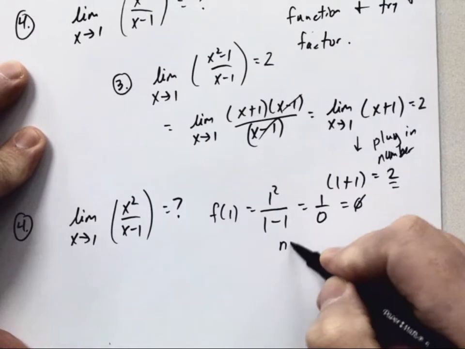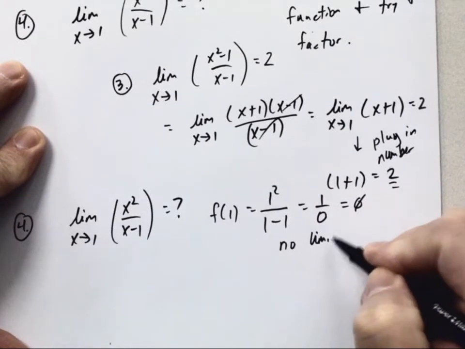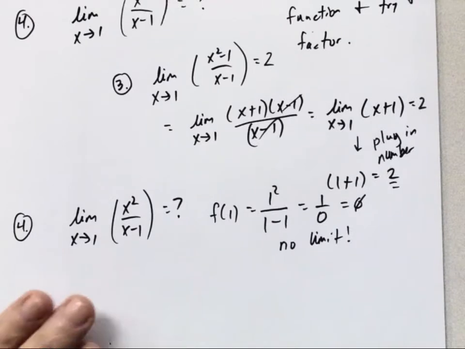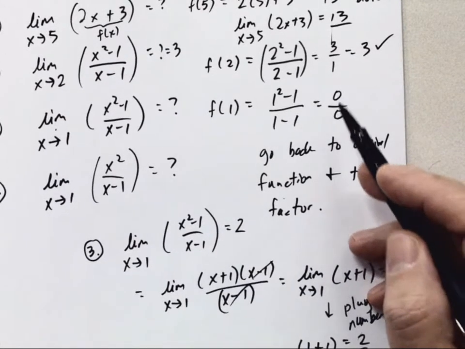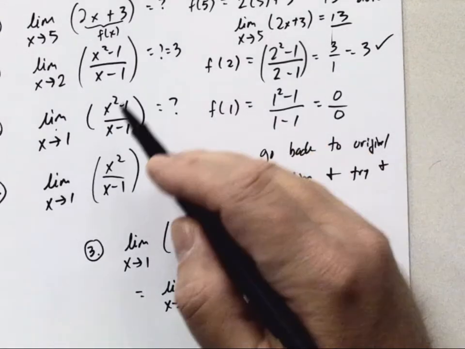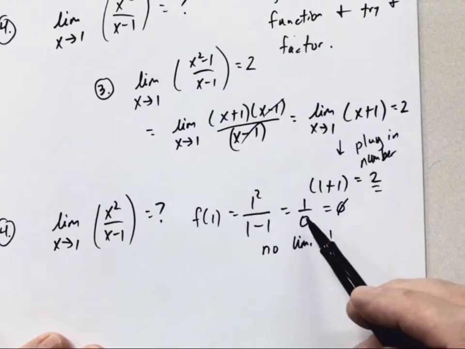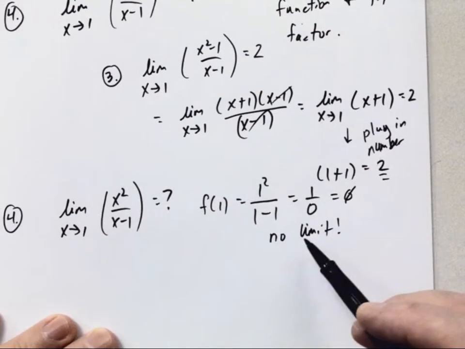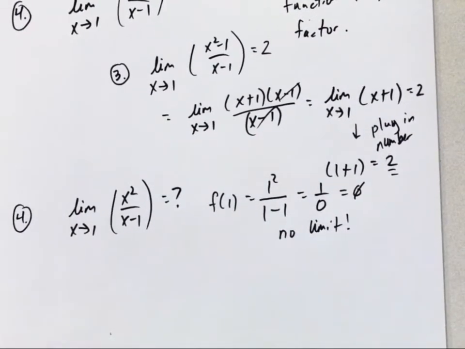So right away, you know there's not going to be a limit. You know, in this other case, when you get 0 over 0, that's also sort of like undefined. But we could go back and do some factoring and canceling. But it turns out when you get a number over 0, you're sort of stuck. You can't go factor, you can't do anything. You just have to say there is no limit.